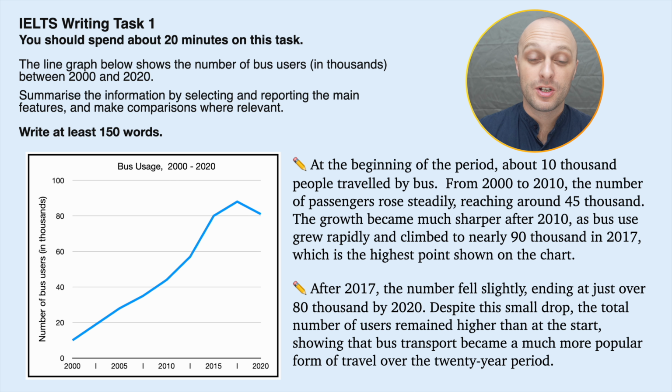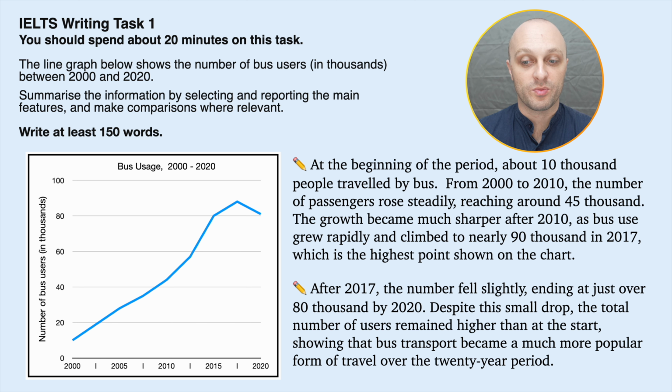In paragraph 2, we're going to look at the second piece of data. For this graph, it's that slight dip. I'm going to give the dates, and then I'm going to compare the start to the end of the time period. Let's have a look at it. After 2017, the number fell slightly, ending at just over 80,000 by 2020.